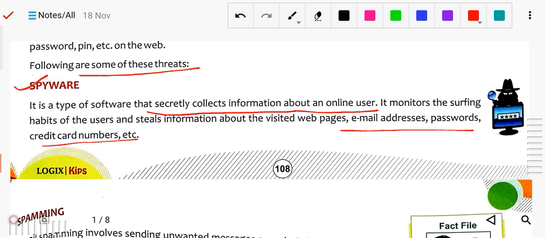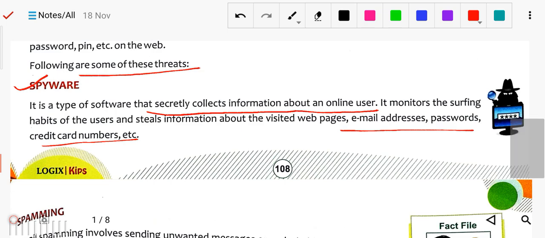Whenever you are using the internet, spyware will look at what you are doing. For example, you are doing transactions, logging in to your banking on the SBI website. It will secretly see what username you are typing and what password you are typing. That will be collected, and this spyware will send it to the server from where it came. So that's spyware.